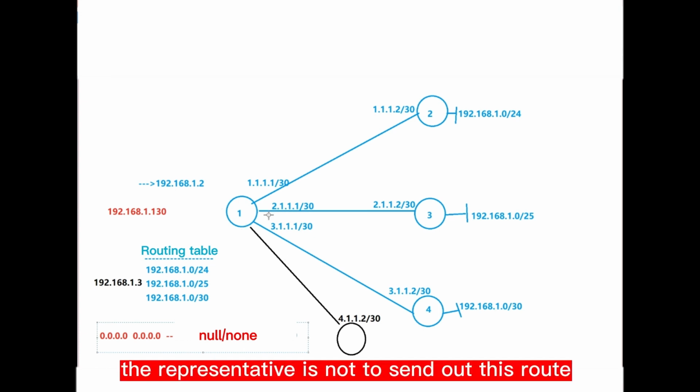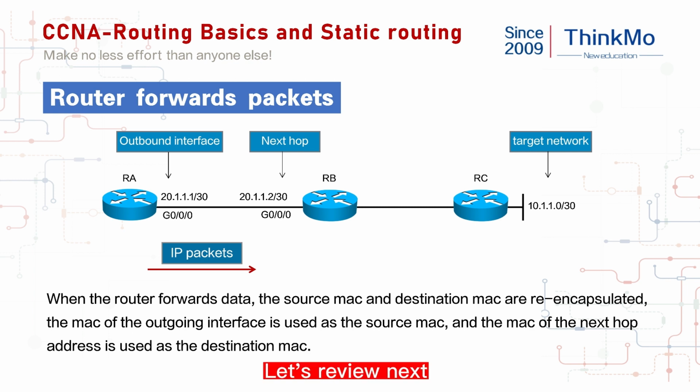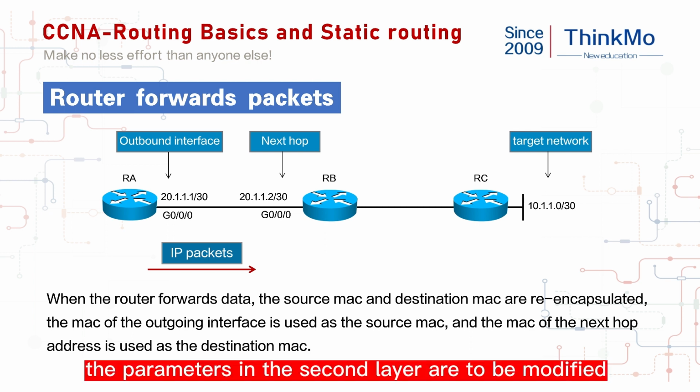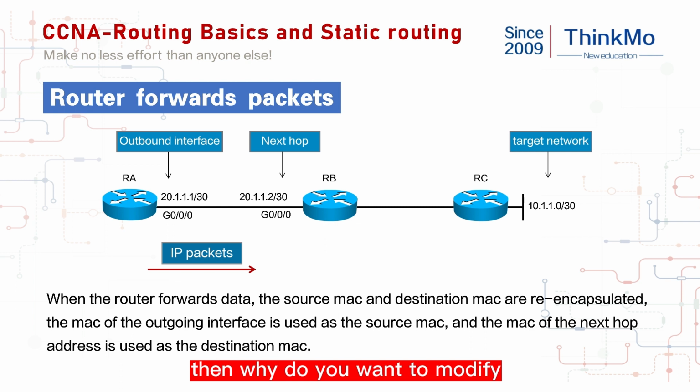Only, the representative is not to send out this route. Instead, the route is discarded here. Let's review next how a router forwards packets. When data is forwarded, each router actually modifies the parameters in the second layer. Then why do you want to modify?